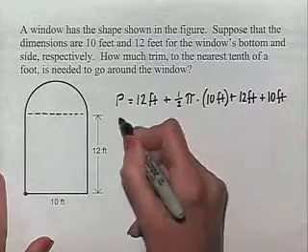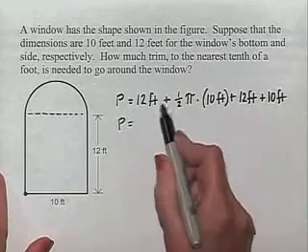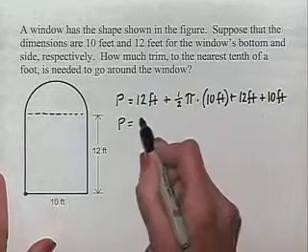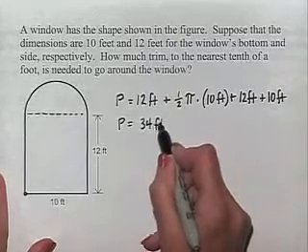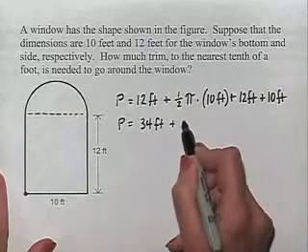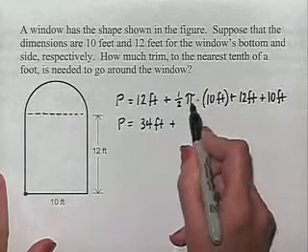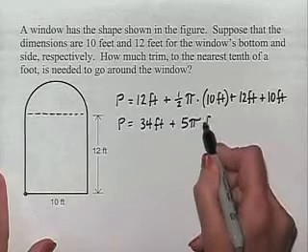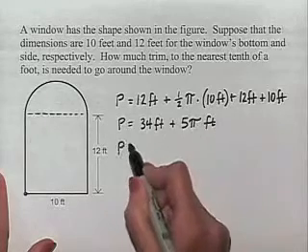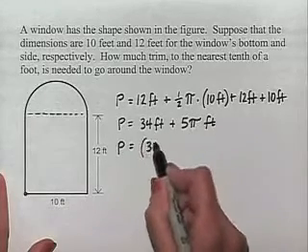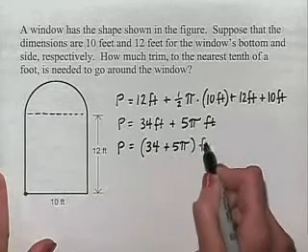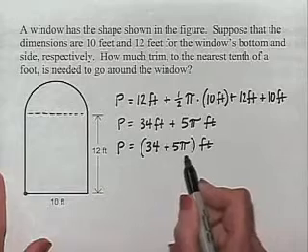Now, let's simplify that. We can add 12 plus 12, which is 24, plus 10, which is 34. And then we're going to have 1/2 times 10, which is 5, times pi. So that's 5 pi. And we could even write that by taking our numbers, 34 plus 5 pi, and that would be how many feet we're looking at. Now that would be an exact value.